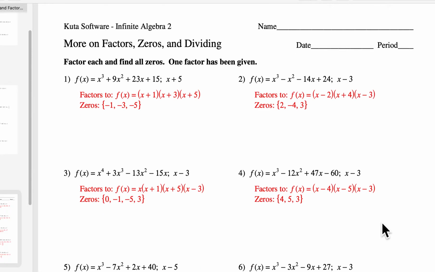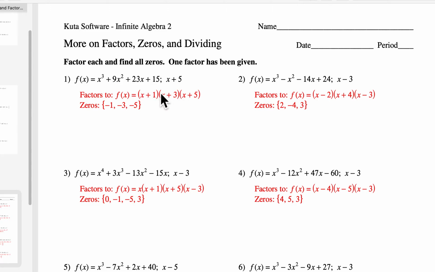It's just a worksheet, but let's take the first example, right? So you can't use this one in the ones that you pick, but let's take this first one, x to the third plus 9x squared plus 23x plus 15, right? They gave us x plus 5, which means we could have done synthetic division to find the other two factors, which were x plus 1 and x plus 3.